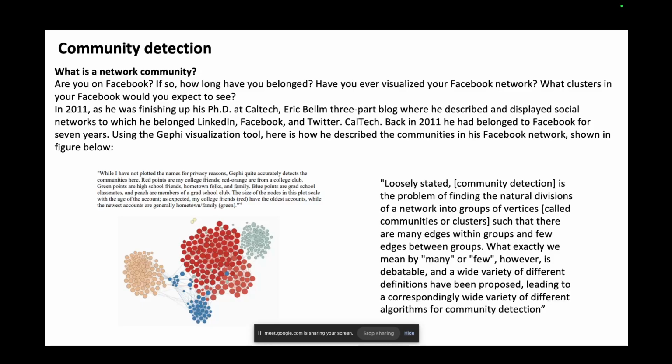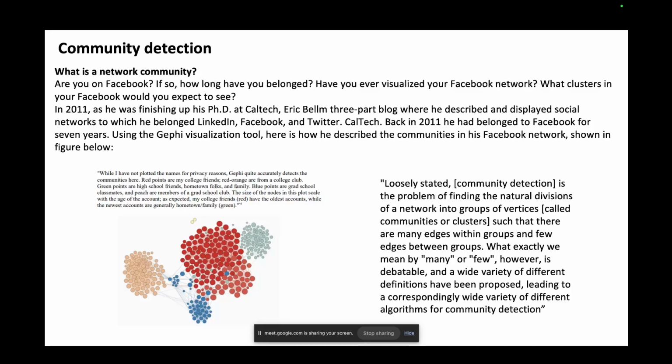This was actually a thesis from Caltech from a guy called Eric Dam. So what is a network community? The question is from a social network perspective. The first question is, are you on Facebook? If so, how long have you belonged? Have you ever visualized your Facebook network? And what clusters in your Facebook do you envision, do you expect to see?